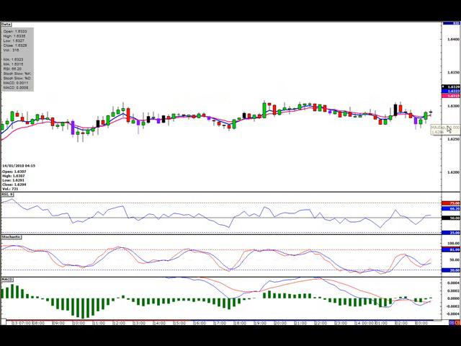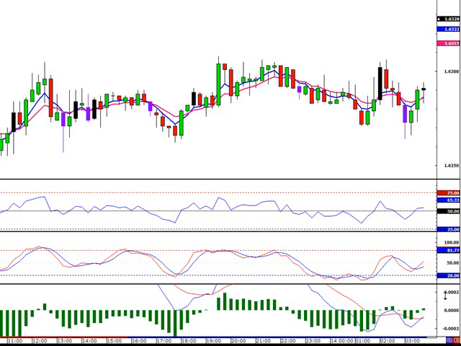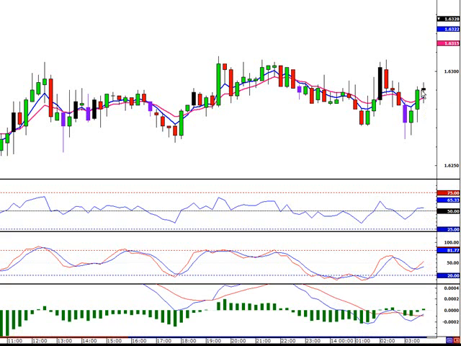So I'm paying attention to it. So right here, let's see here. There's a crossover to the upside. RSI is above 50. Stochastics are trending up. MACD again has gone from negative to positive. This is another valid entry.